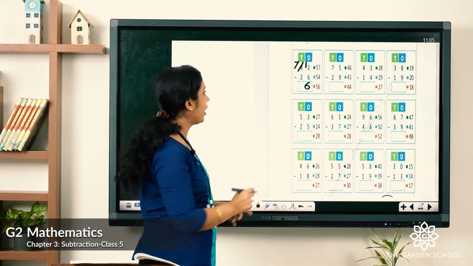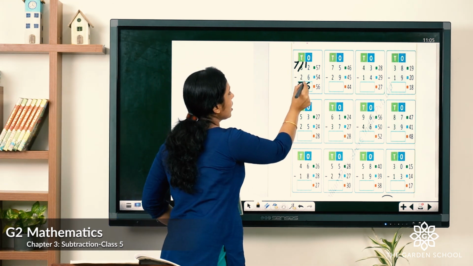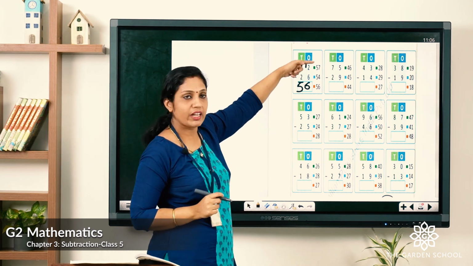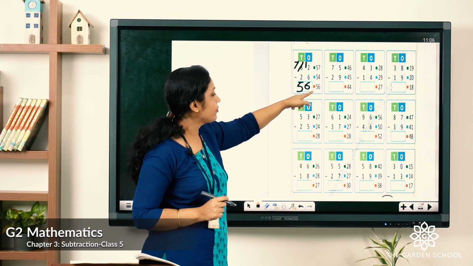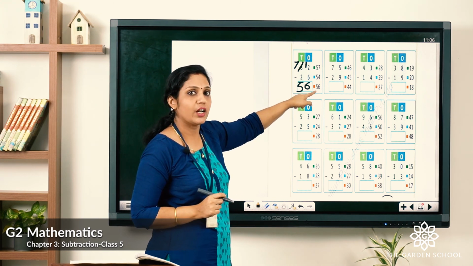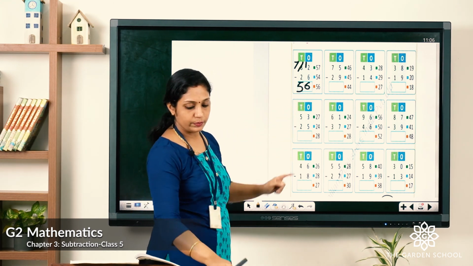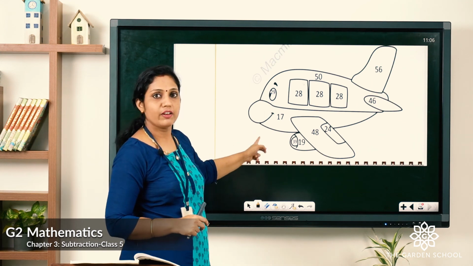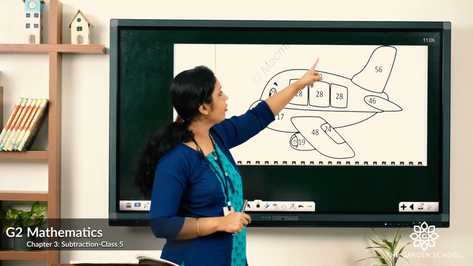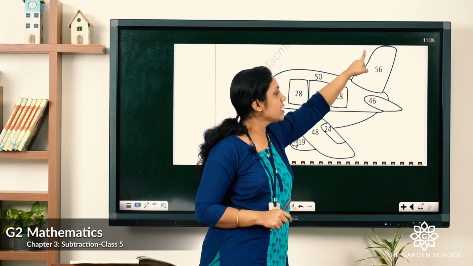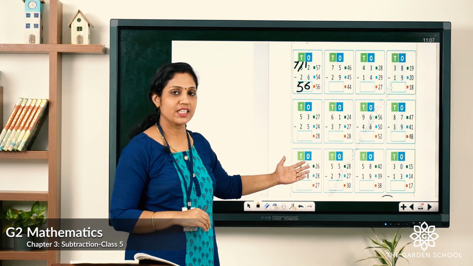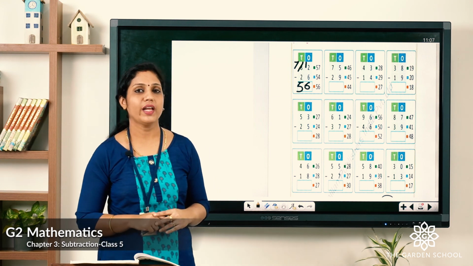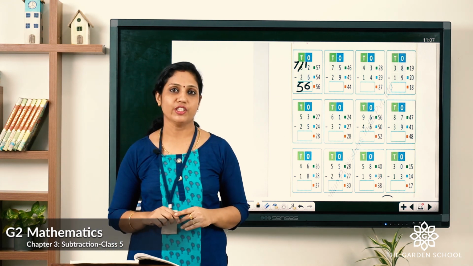We get 5. So which is the correct answer? We have 57, 54 and 56 option here. The correct answer is 56. And check the color code. It is red. In this aeroplane, find out the number 56. Here we have 56. So color this portion red. After finishing these exercises, go color the aeroplane with the color codes that's given to you.